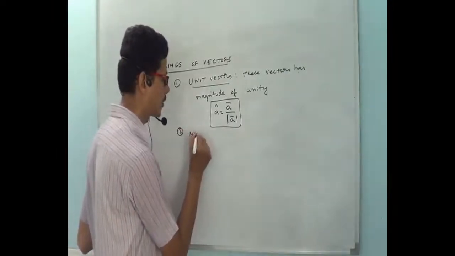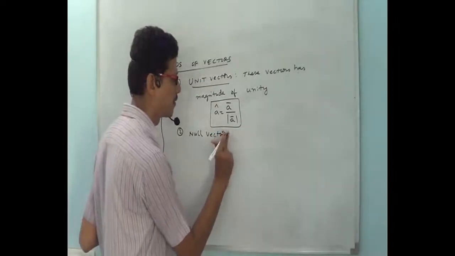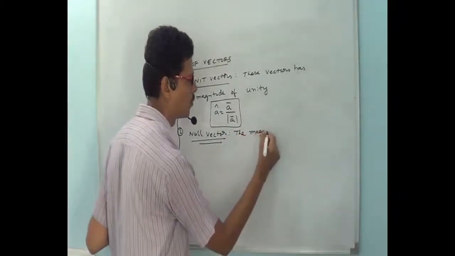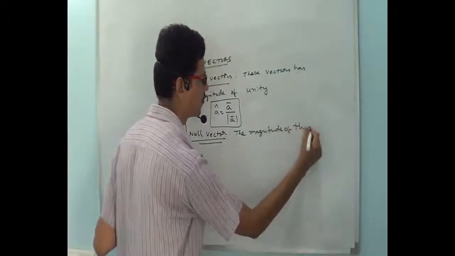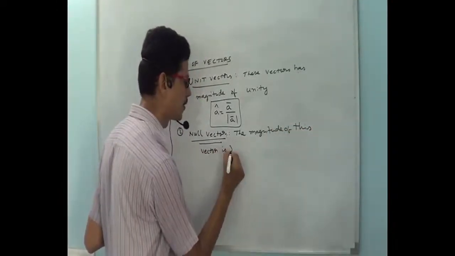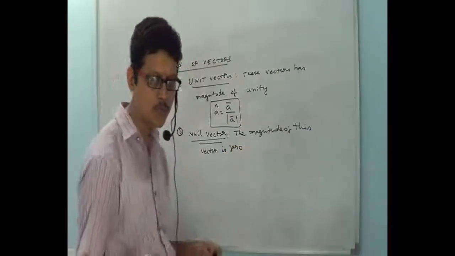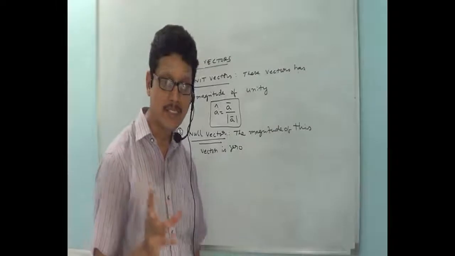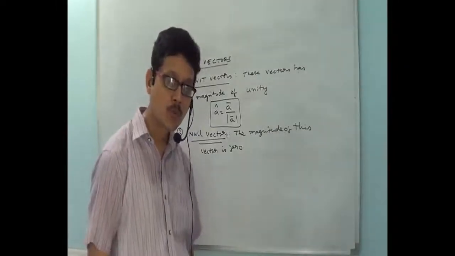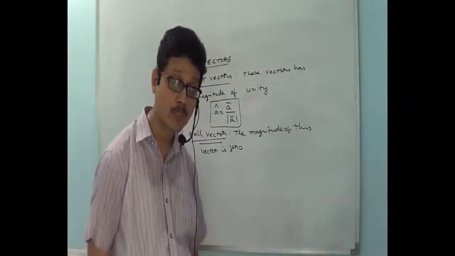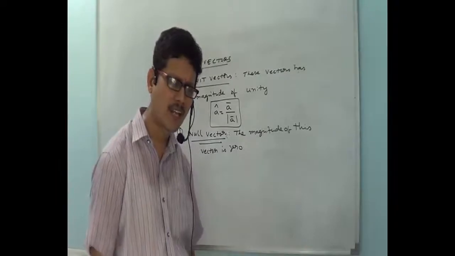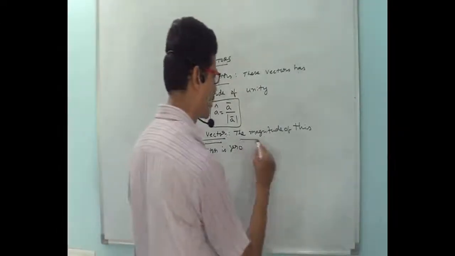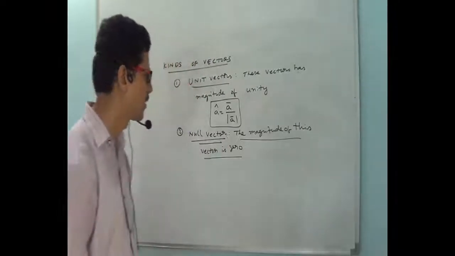Right. Next, null vector or zero vector. The magnitude of this vector is 0. Suppose there are more than one force acting on a body, and the body is still in equilibrium. Then we say the resultant force acting on that body is 0. So force is a vector quantity, but its magnitude is 0, then it becomes a null vector. The magnitude of those vectors is 0, and that is called a null vector.